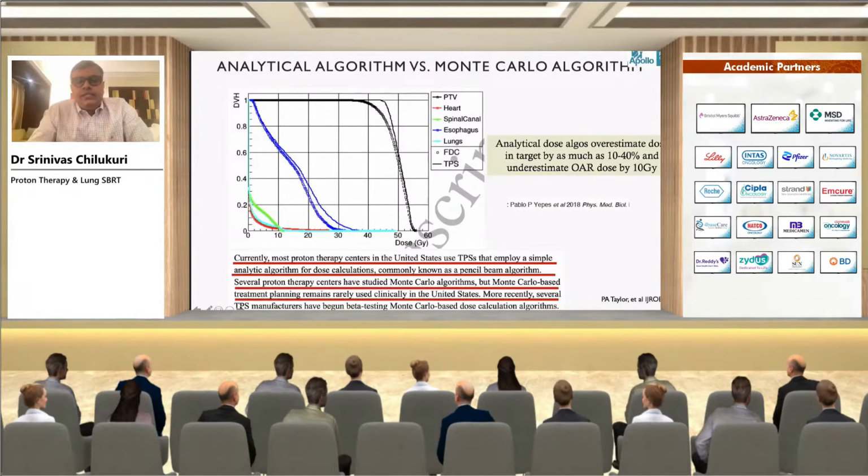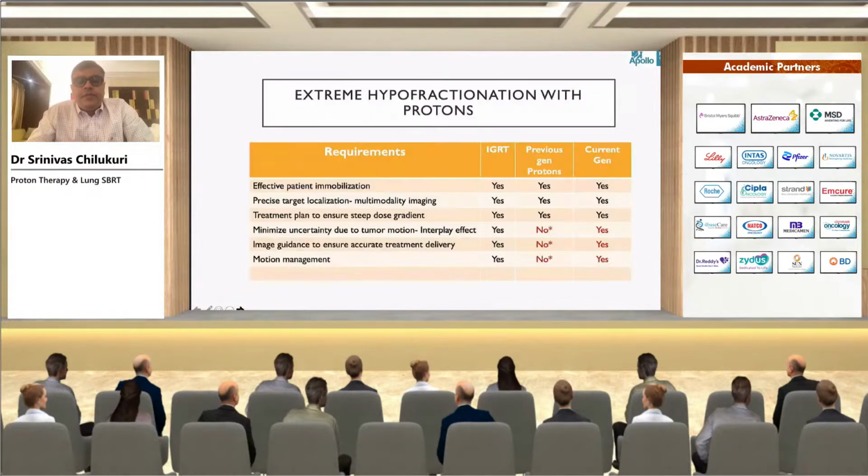But this is an article which was published in 2017 and which elegantly mentions that most proton therapy centers in the United States use treatment planning systems that employ a simple analytical algorithm for dose calculation. And this will make all the previous literature not very reliable and not very robust, especially in the context of today.